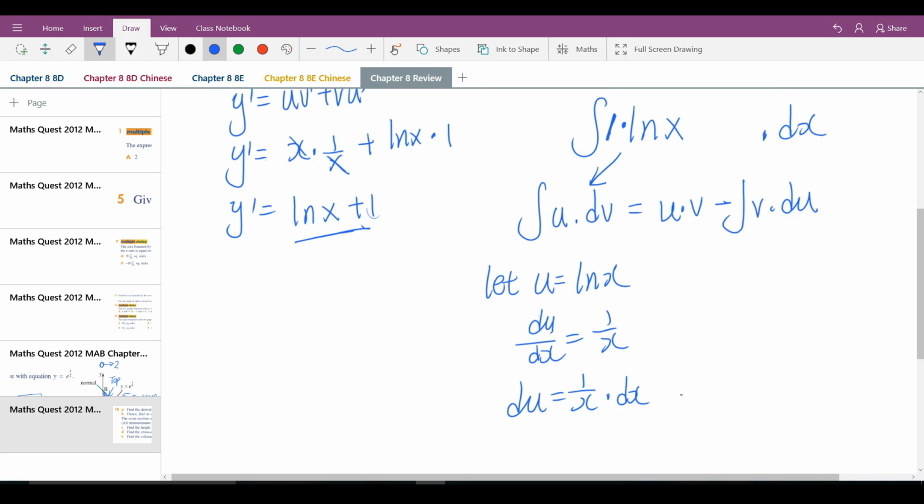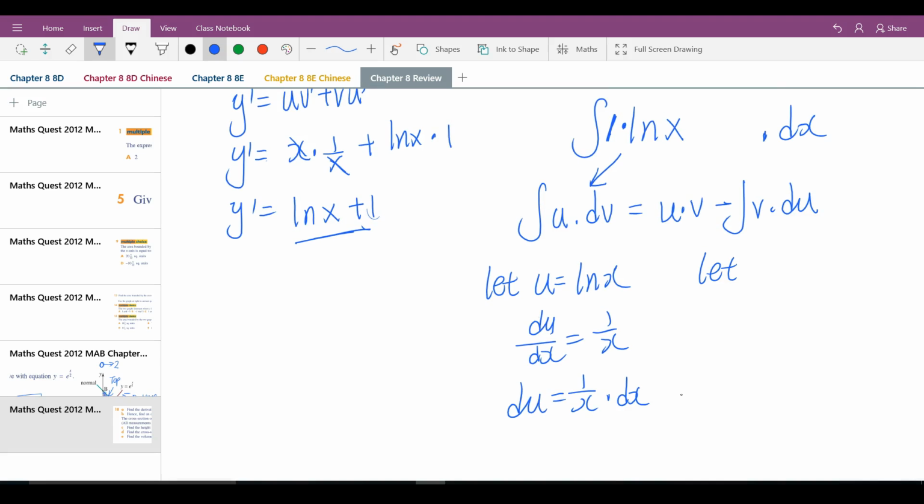Since we let u equal to ln x, we must let dv be whatever is left. We're already done with the u, so whatever is left is this one and this one. Don't forget there's also a 1 in front of it here. So let dv be equal to whatever we have left in here, which is the 1. And that is differentiating with regards to, it should be dx.